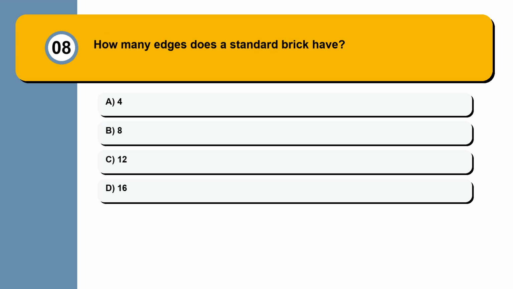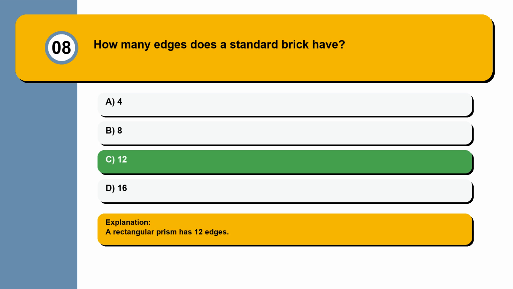Question 8. How many edges does a standard brick have? 4, 8, 12, 16. A rectangular prism has 12 edges.